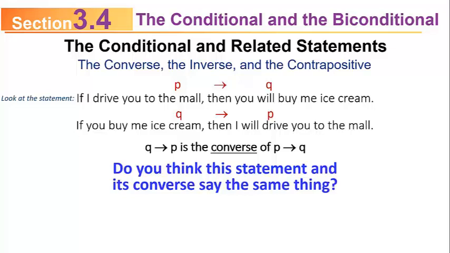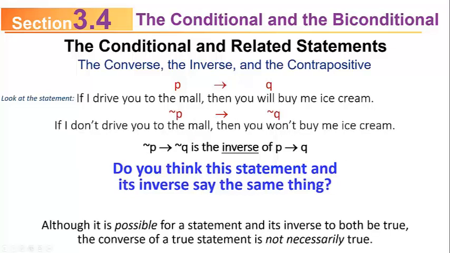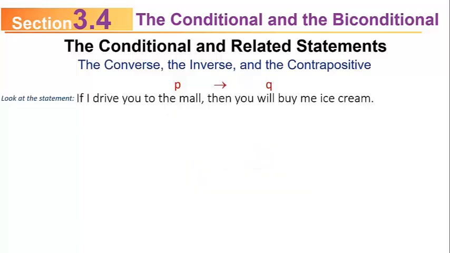Read both statements. If I drive you to the mall, then you will buy me ice cream. If you buy me ice cream, then I will drive you to the mall. Although it's possible for a statement and its converse to both be true, it turns out that the converse of a true statement is not necessarily true. Go back to the original statement again. If I drive you to the mall, then you will buy me ice cream.